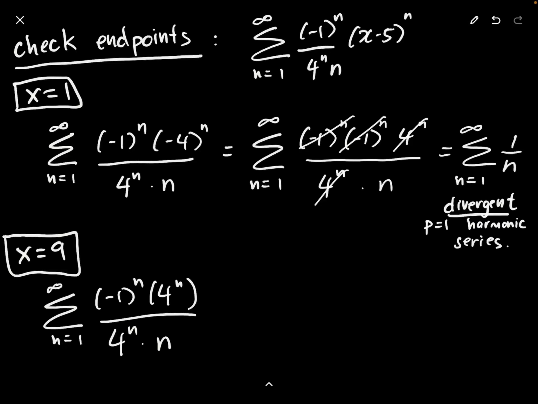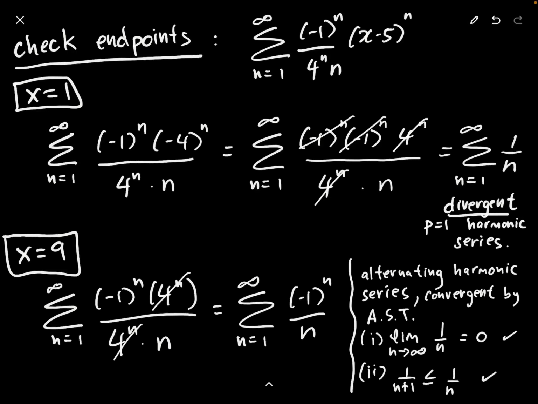Next, when x is equal to 9, we have this series. 9 minus 5 is 4 to the n. So we can cancel 4 to the n in the top and bottom. So this was the alternating harmonic series, which we know is convergent by the alternating series test. So it passes the divergence test, and the next term is smaller than or equal to the previous. So since it's convergent at x is equal to 9, we will include that endpoint.